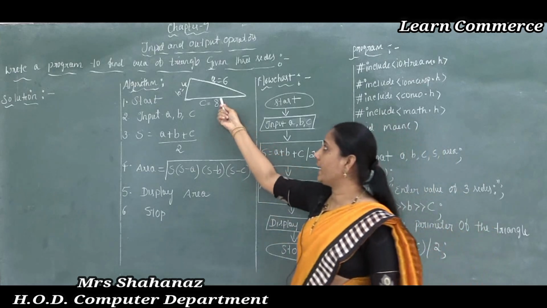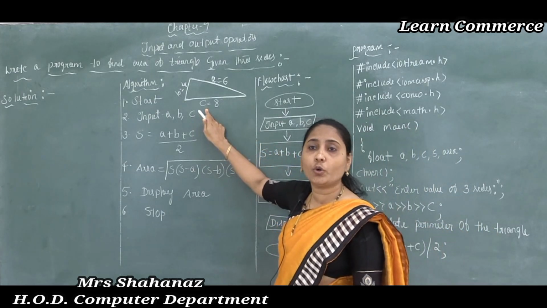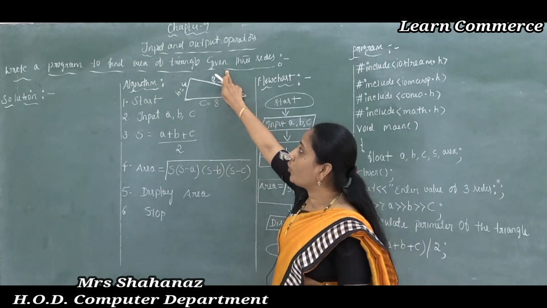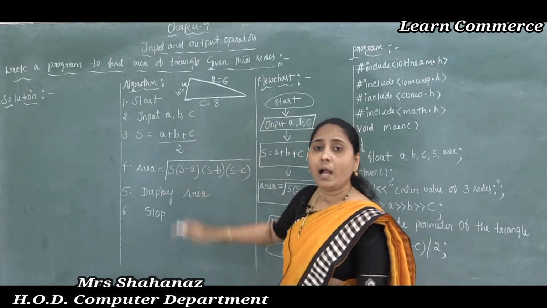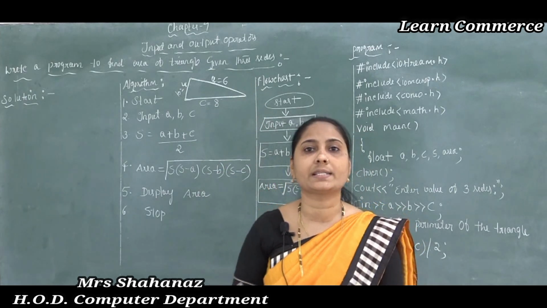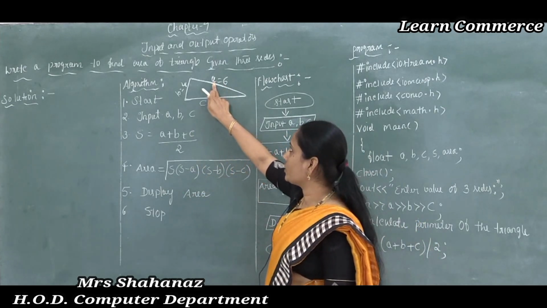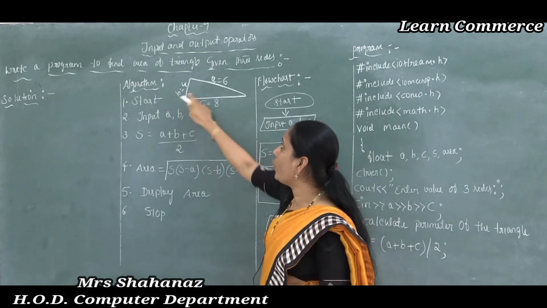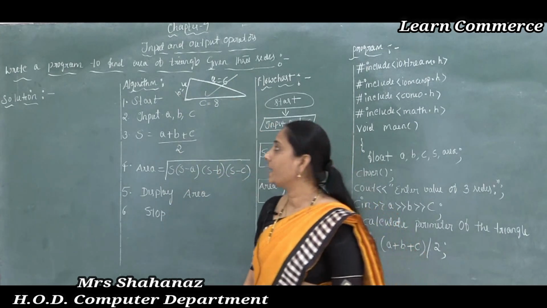Now this is the diagram. Here I am using three variables just to discuss the question. The question is the area of a triangle given three sides, and here I am using A value as 6, B value as 4 and C value as 8. So A is equal to 6, B is equal to 4, C is equal to 8. This is the diagram of our triangle.